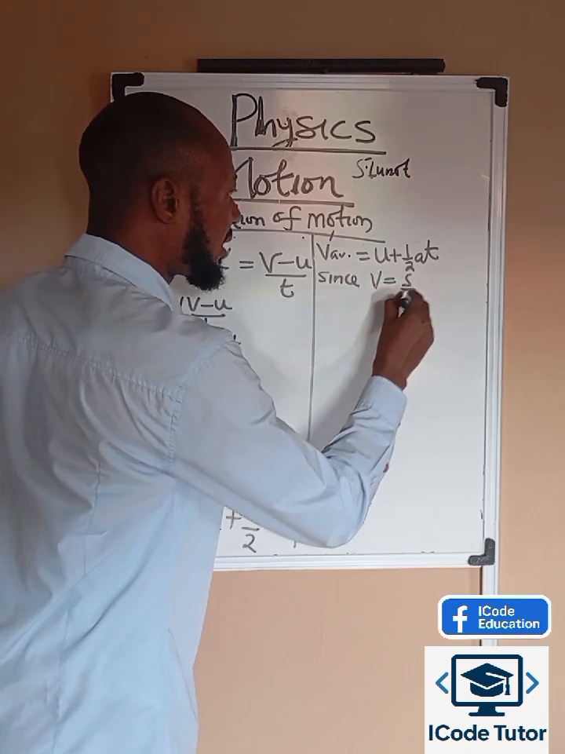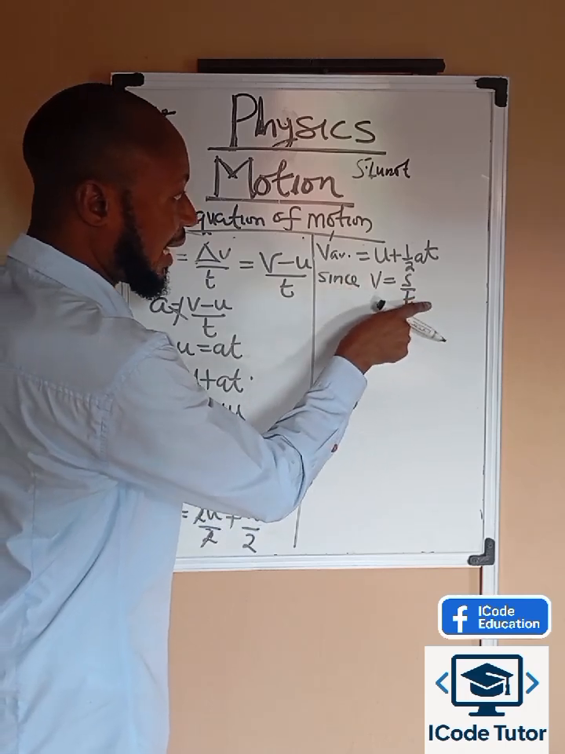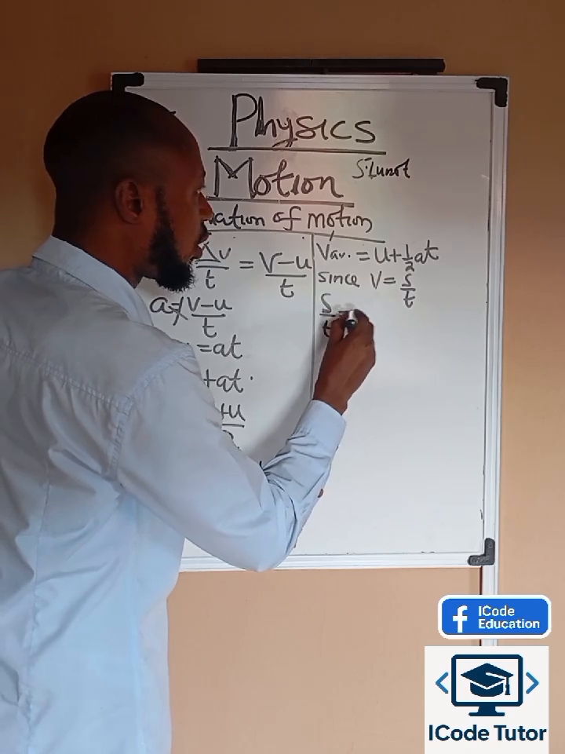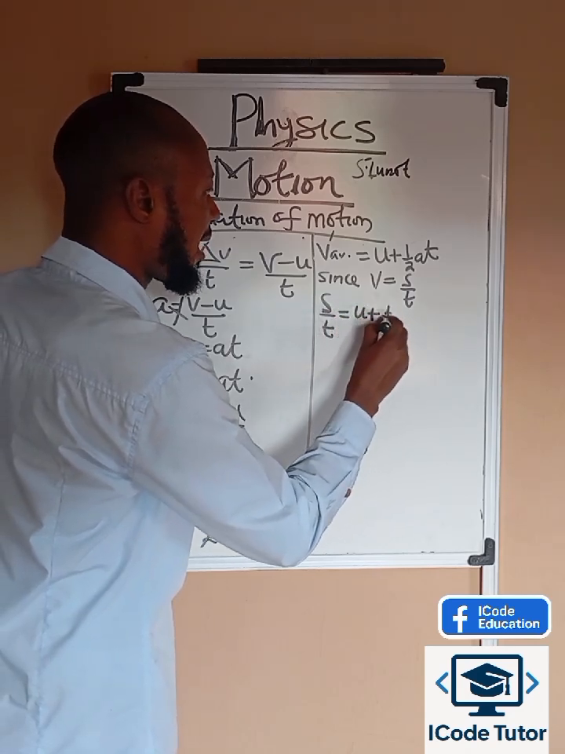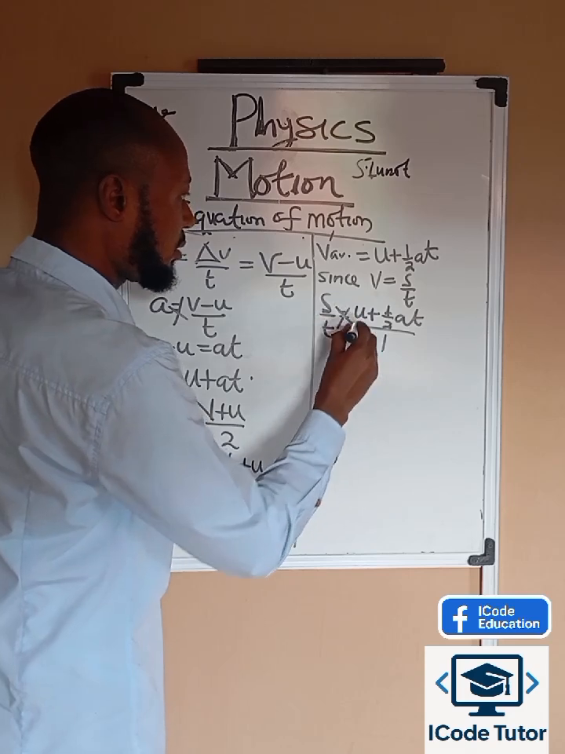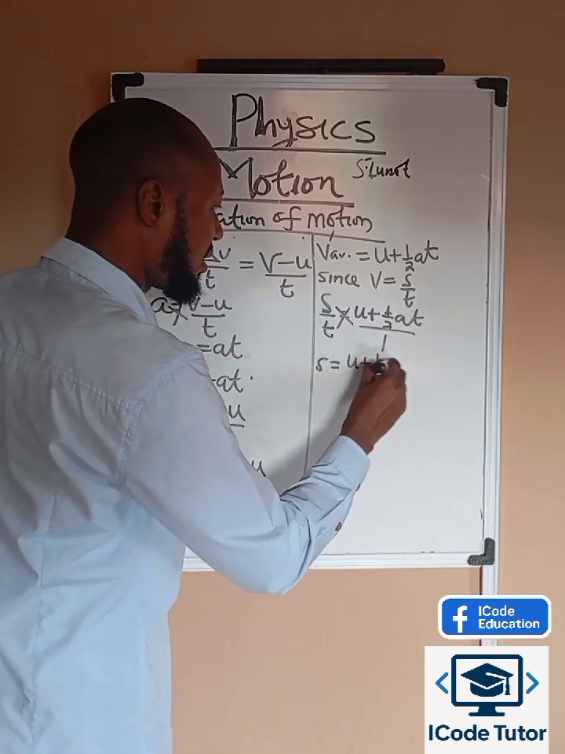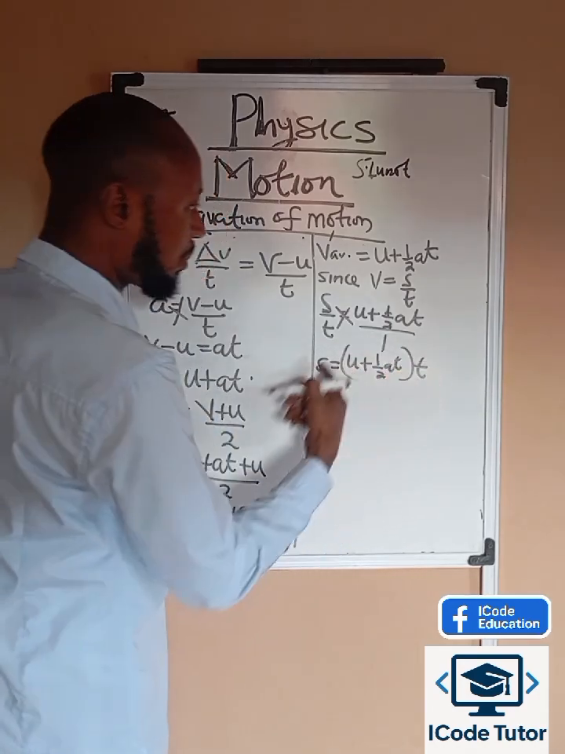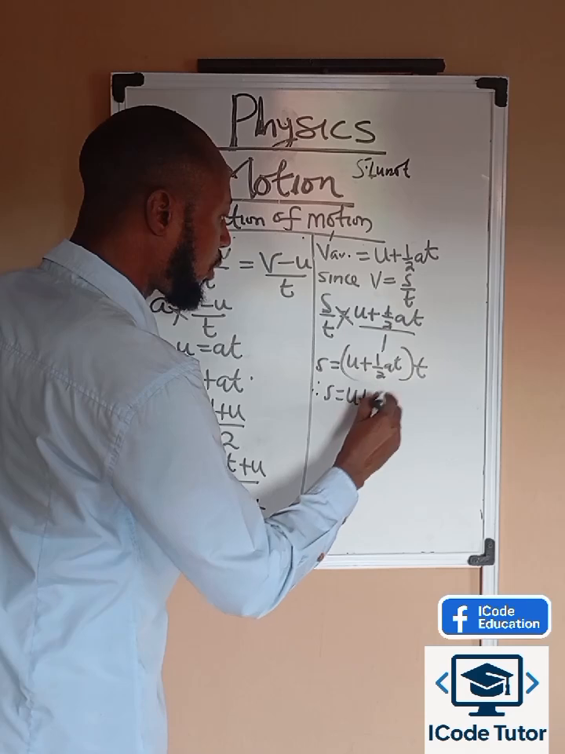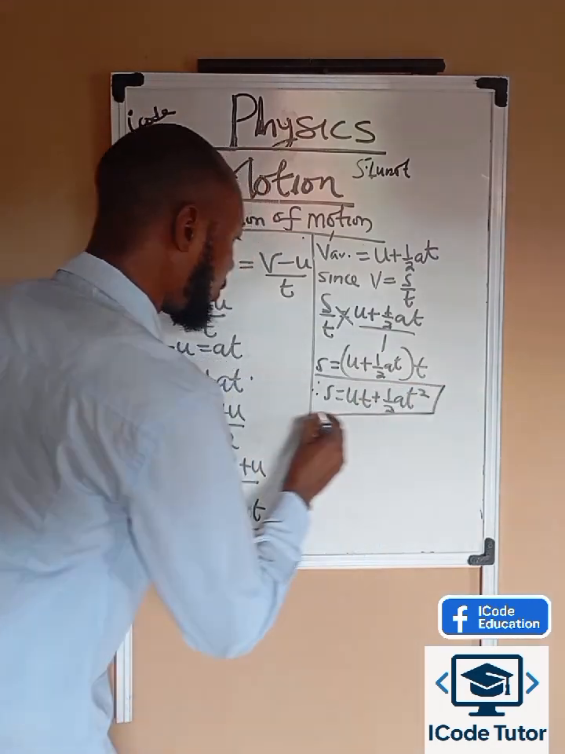Now, since velocity equals distance over time, or displacement over time, substitute the value of V, which is S over T, into here. This will now be S over T equals U plus half AT. Now let's cross multiply. Let's say this one is over 1. That means S now equals U plus half AT, into T. We are multiplying through by T. Therefore, S equals UT plus half AT squared. Now, this is another equation of motion.